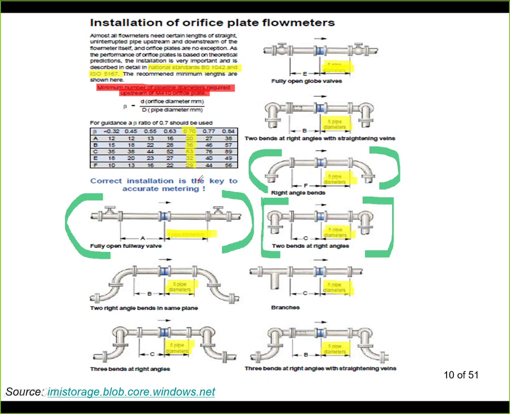Last example, case F here, just one right angle bend. Here the minimal distance is 29 times the pipe diameter. You can see that this varies also with the ratio here, and if we have a different ratio, it may be smaller or it may be bigger. So the biggest problem of the orifice plates is actually to find the installation place where you have a straight section that is long enough.